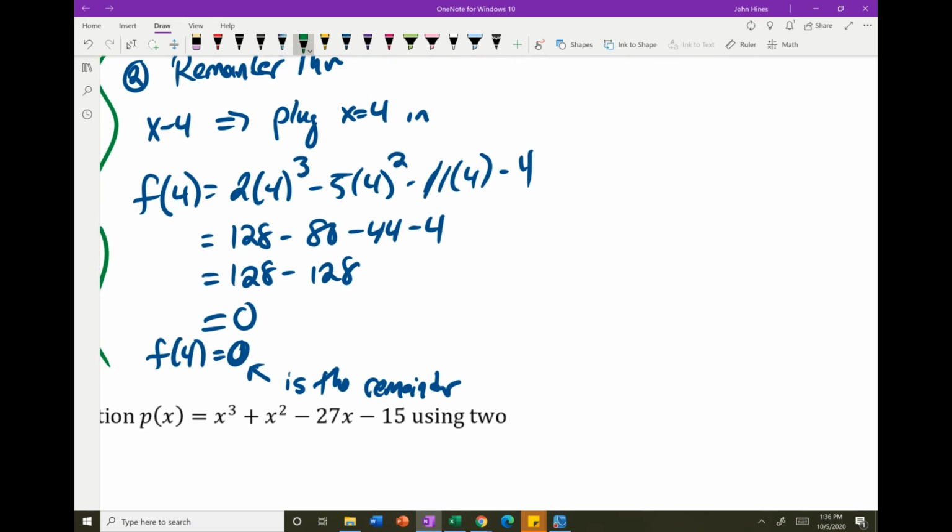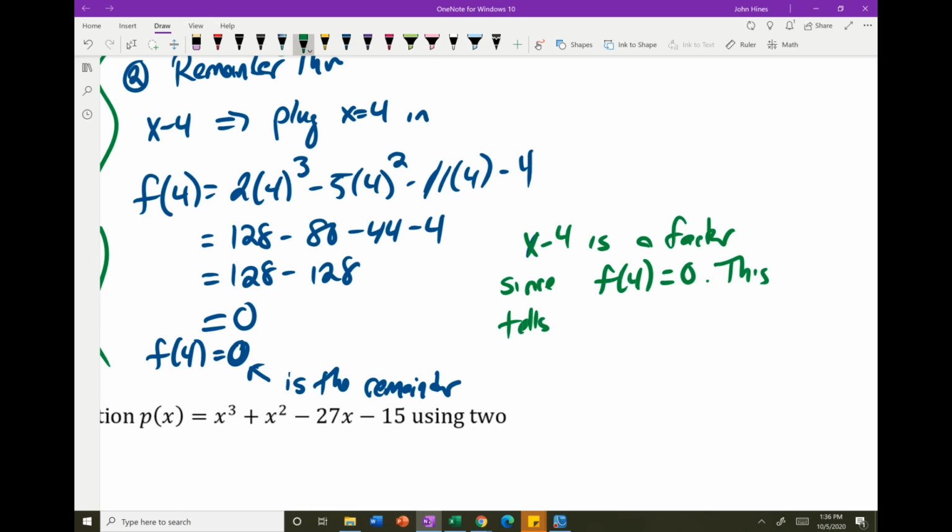So we can say x minus 4 is a factor since f of 4 equals 0. This tells us the remainder would be 0.